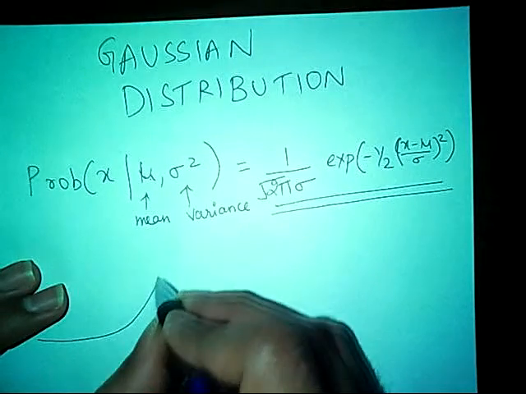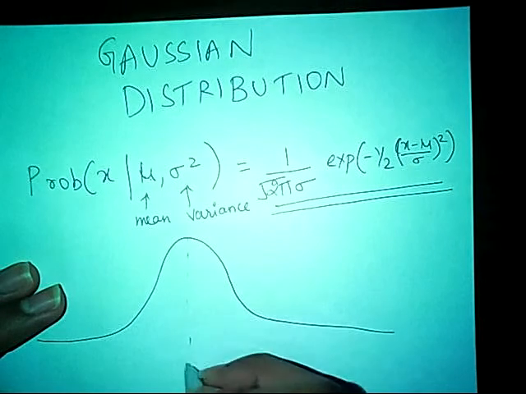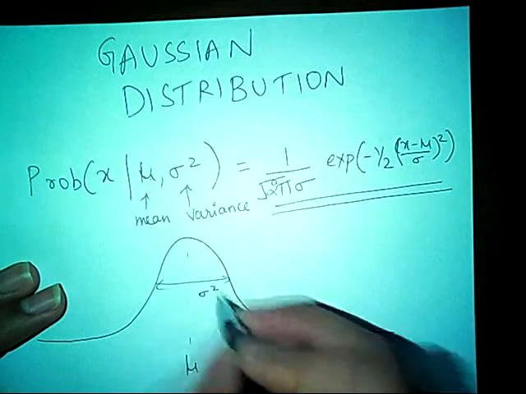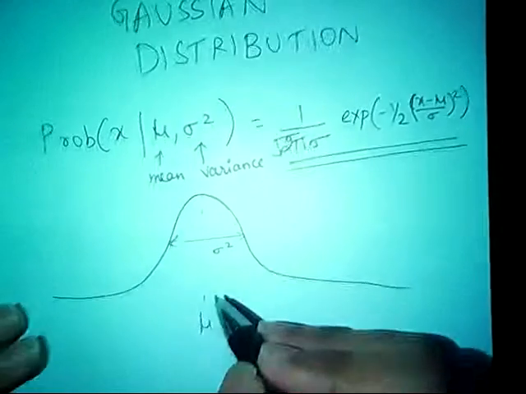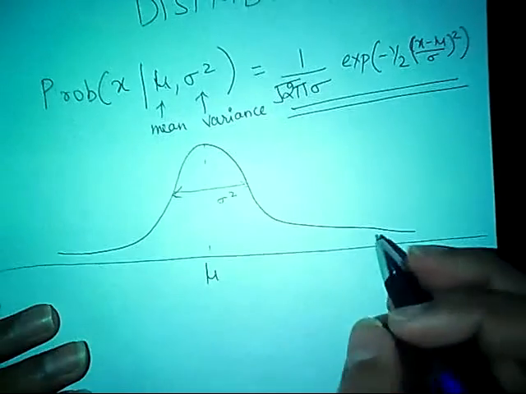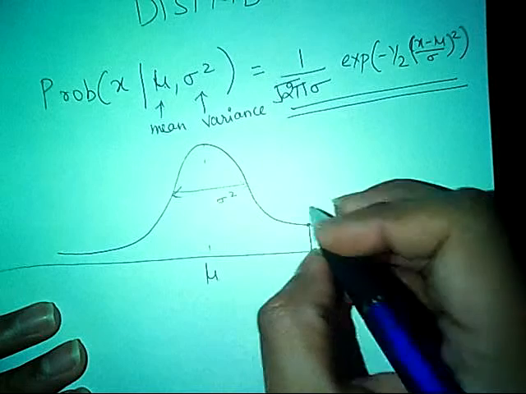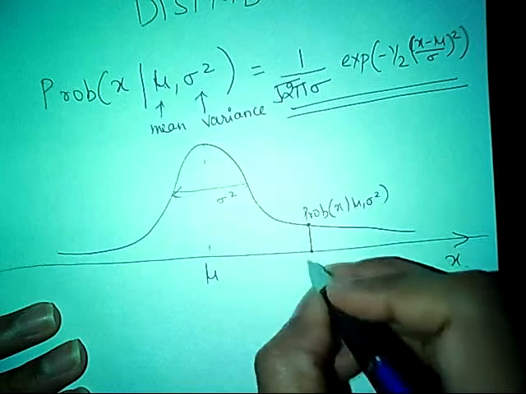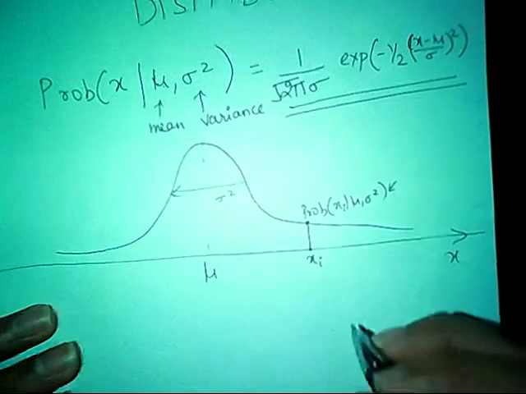Very crudely, a Gaussian distribution looks like this, where this is the mean and your sigma square would be approximately distributed like this. And your Gaussian distribution, as you can see, extends over the entire real axis. And for every single point on the x-axis, you can find the probability density. This is point xi. You can find out the probability density.